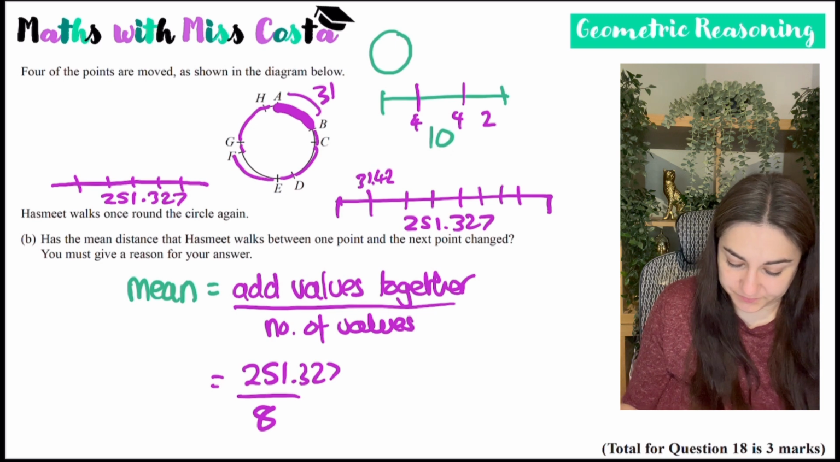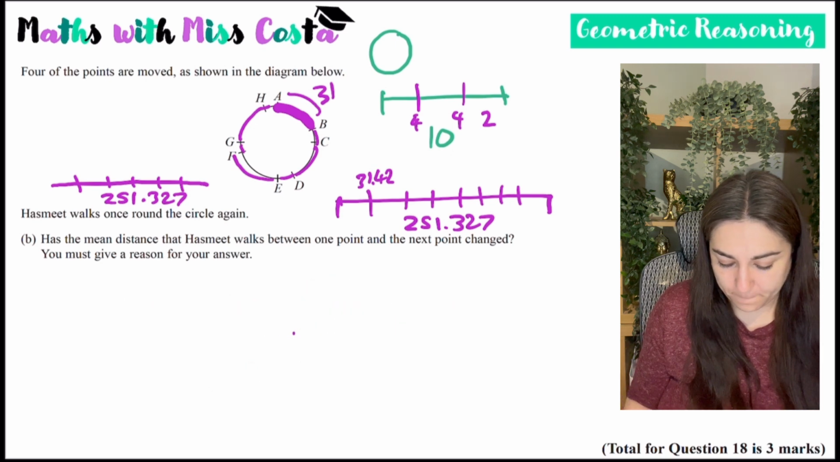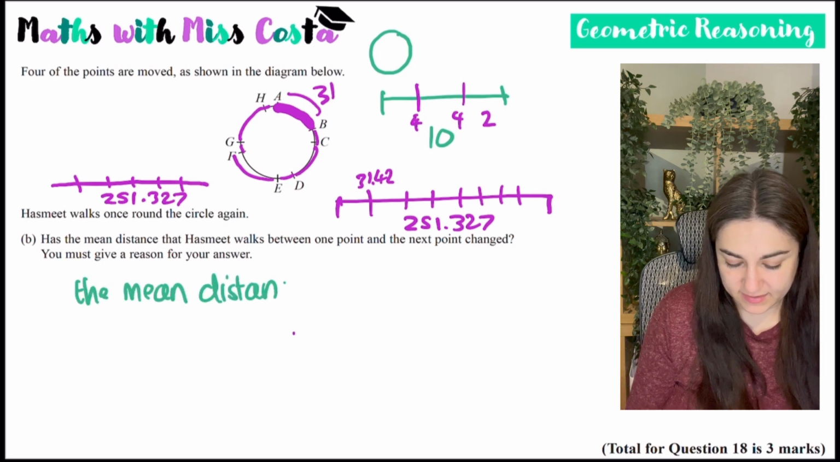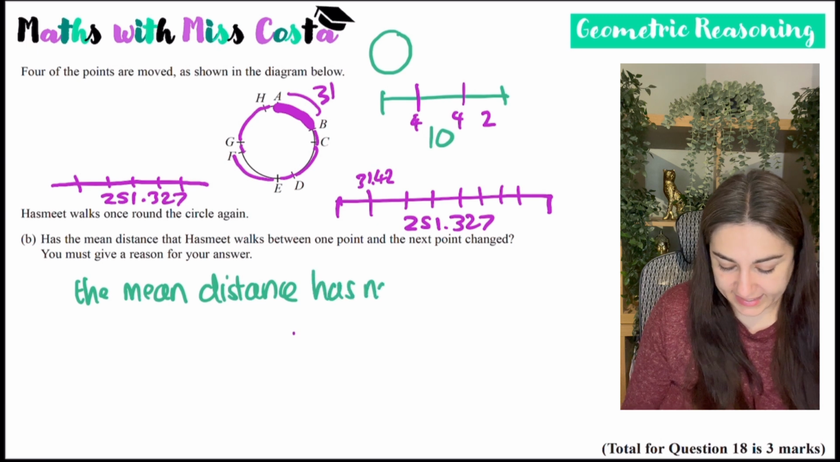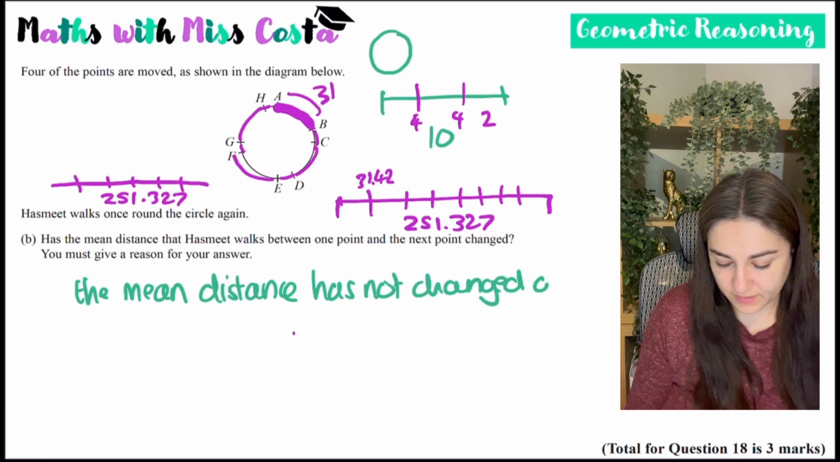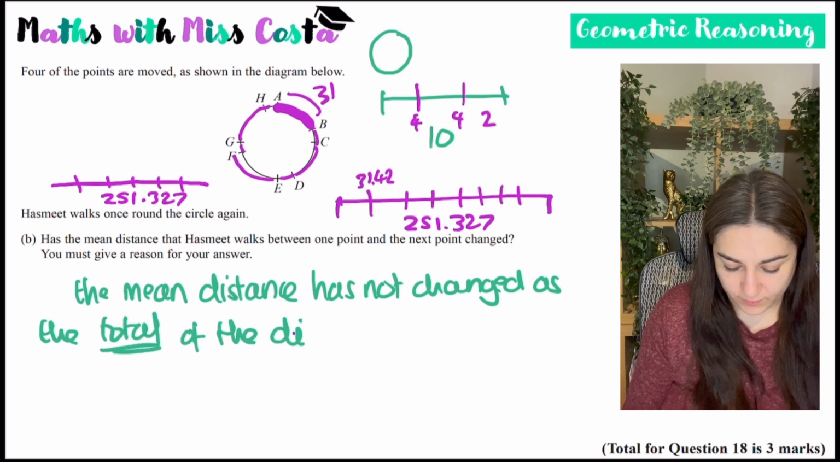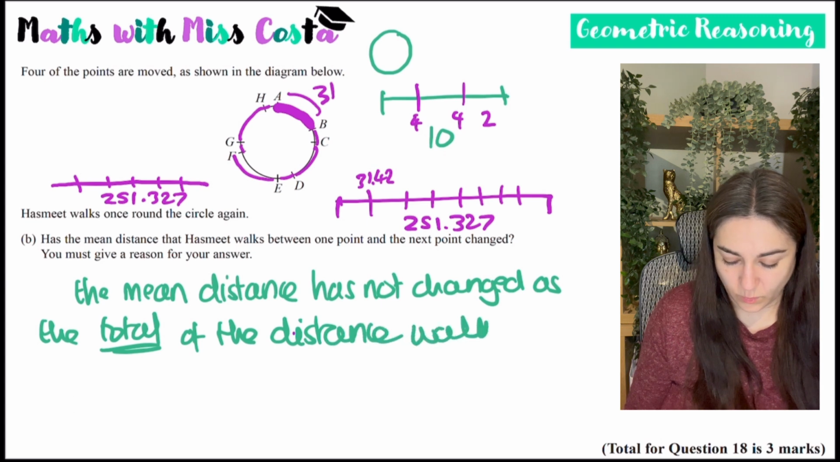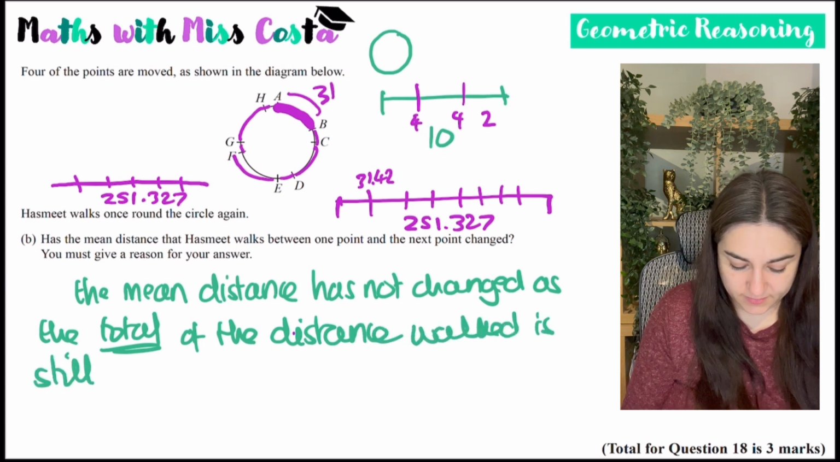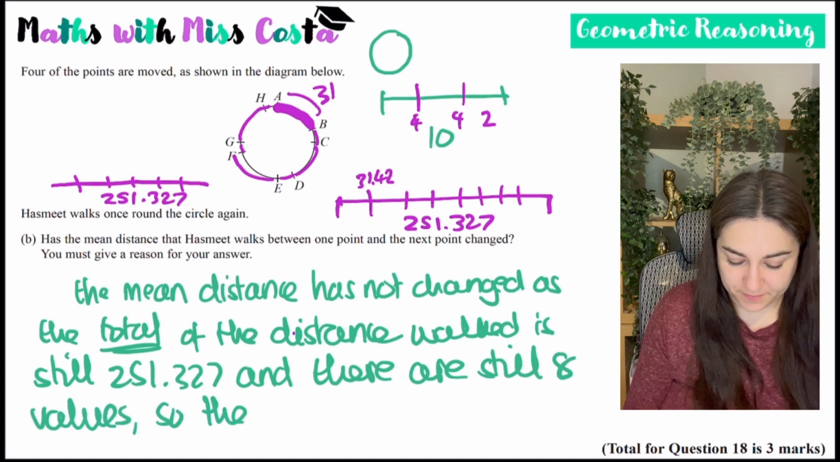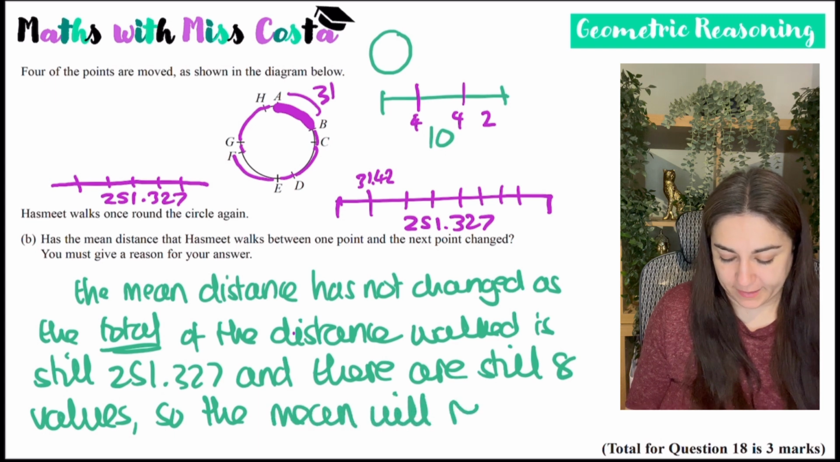So what's the reason? We could say the mean distance has not changed as the total of the distances walked is still 251.327, and there are still 8 values. So the mean will remain the same.